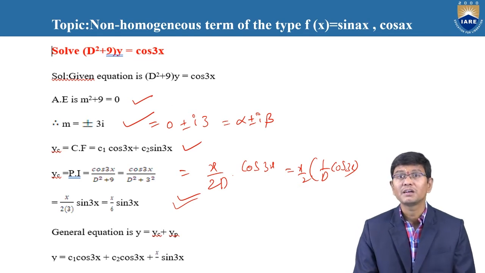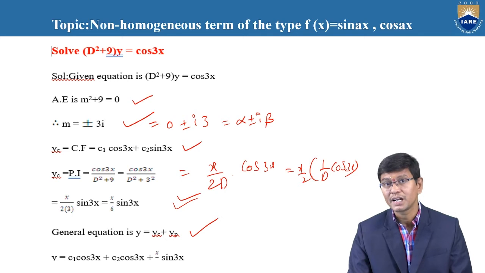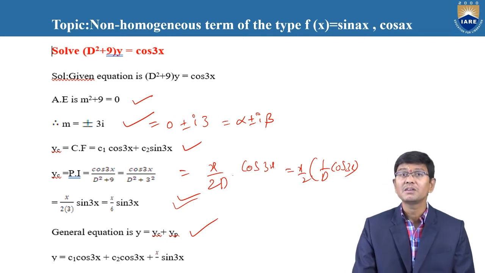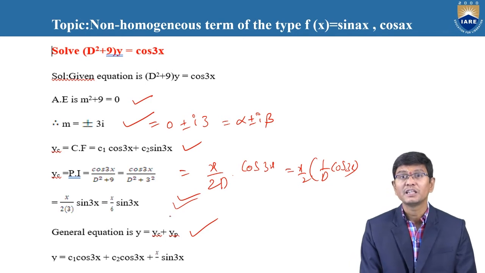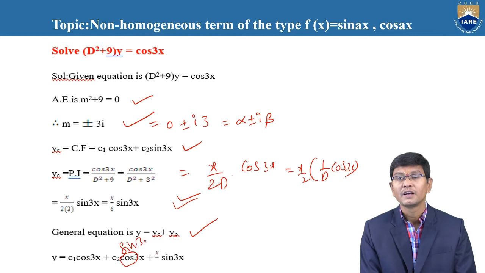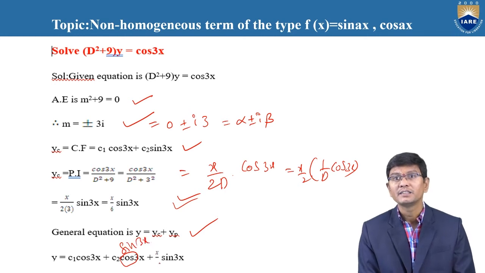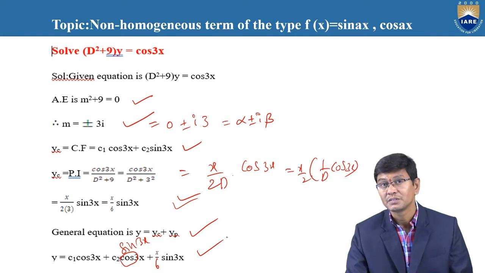Hence, the general solution of the given differential equation is the complementary function plus the particular integral, that is y = c1 cos 3x + c2 sin 3x + (x/6) sin 3x, which is the final solution.